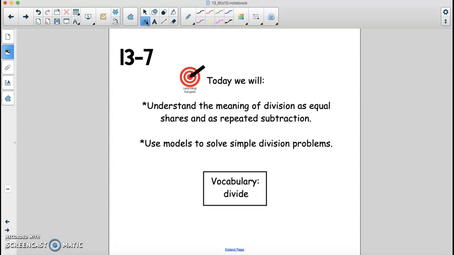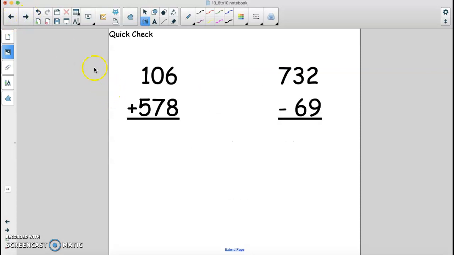Today our vocabulary word is divide. We talked about division in the last video. Before we begin division, I'd like to do a quick check to make sure you remember how to do your addition and subtraction. So I'm going to ask you to get another piece of paper and to line up the numbers very carefully and to practice this addition and subtraction sentence. And then push pause, please, and then you're going to see the answers. So push pause now.